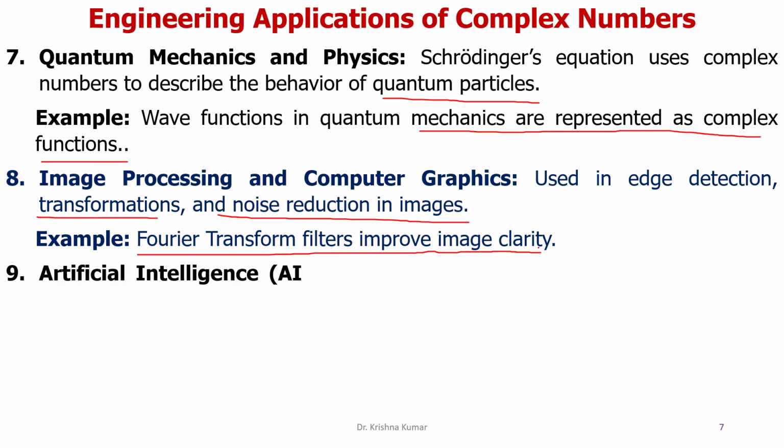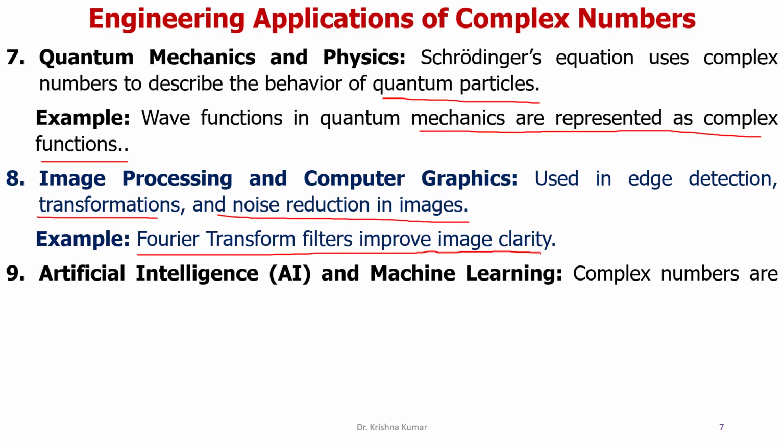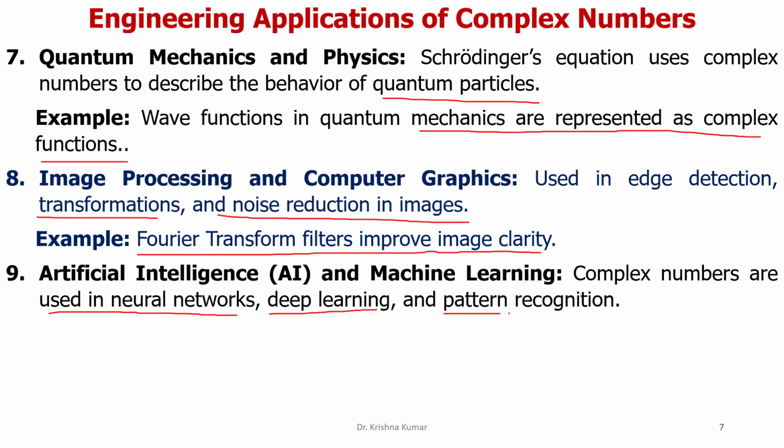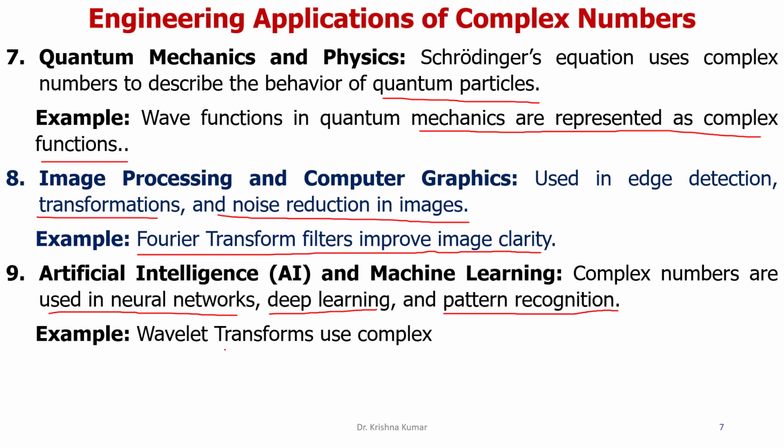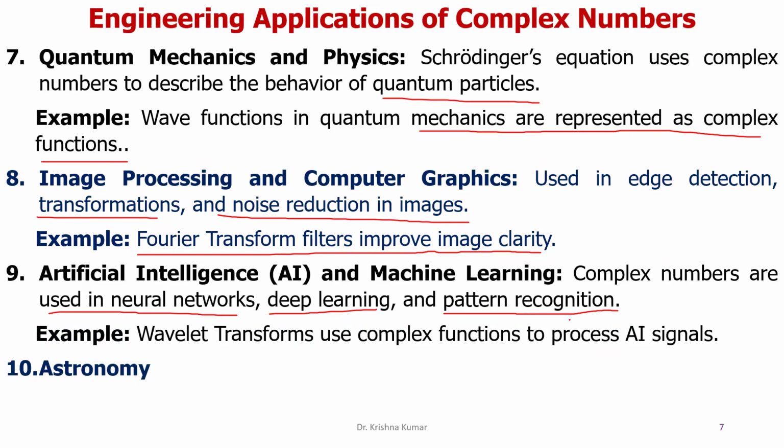The ninth application is in artificial intelligence and machine learning. Complex numbers are used in neural networks, deep learning, and pattern recognition. For example, wavelet transforms use complex functions to process AI signals.